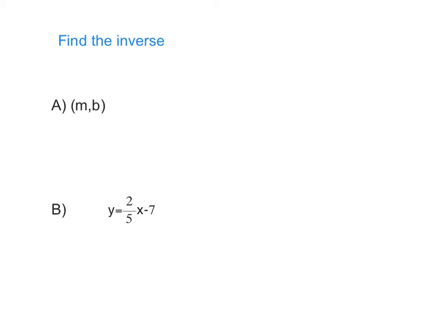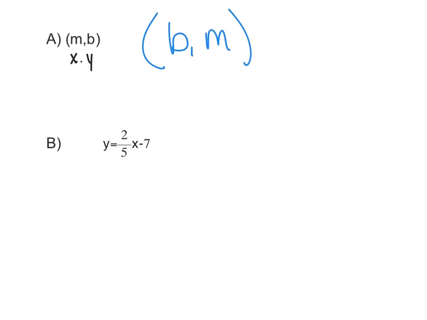So starting with A, I have the point M, B. So remember, this is like my x and my y. And inverse literally means switch the x and y, so the inverse would be B comma M. Okay, we'll make it a little more challenging. This is a linear function, y equals 2/5 x minus 7.